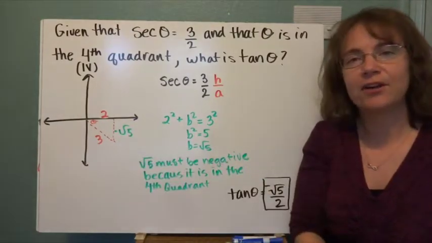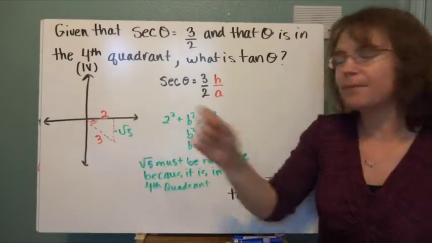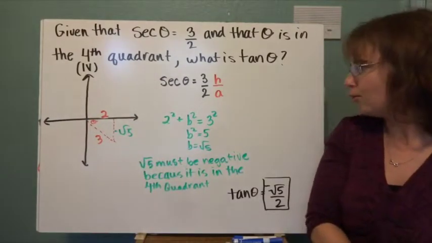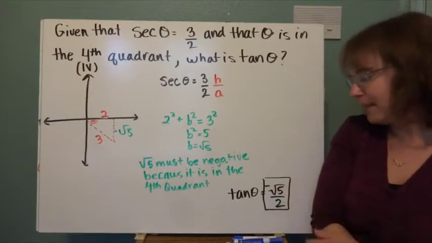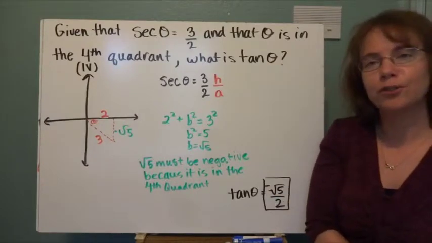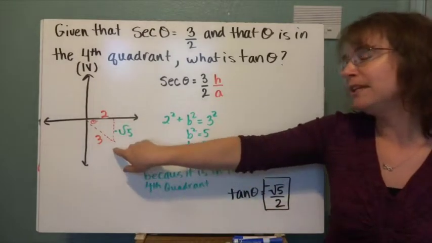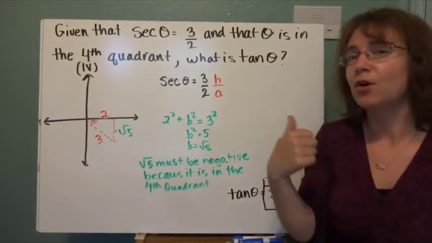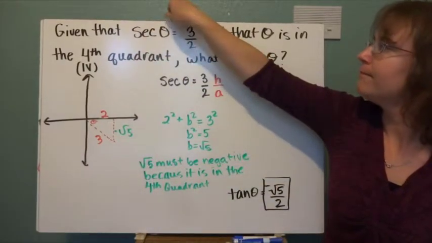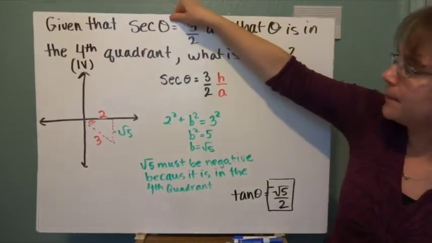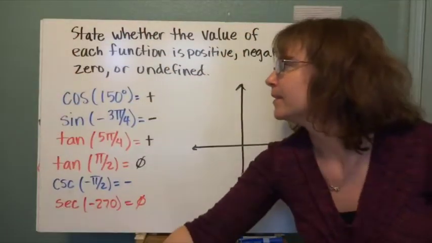And now I can go ahead and calculate my tangent. And that's just opposite, rad 5, over adjacent, which is 2. And it's negative, negative rad 5 over 2. And that tangent should be negative in that fourth quadrant because I have one negative and one positive that I'm working with. So depending on what quadrant depends on what will be negative.